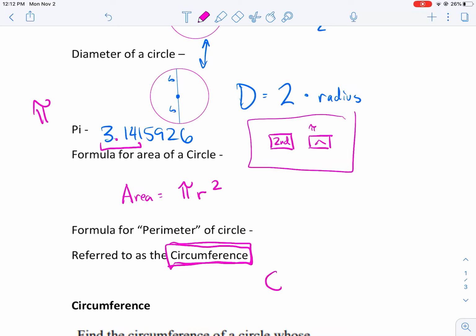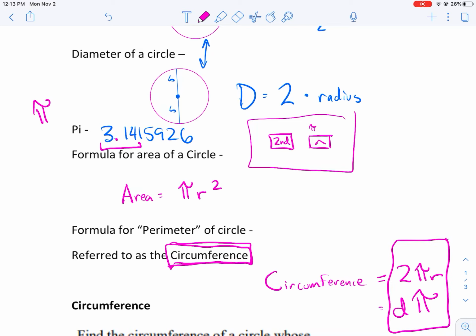Well, that is just C equals 2 pi r, or you can also see it written like this, the diameter times pi. The reason both of those work is because the radius is half the diameter. So if they give you the diameter, instead of multiplying the radius by 2, you just multiply the diameter by the numerical value of pi. Okay, so these are our formulas.